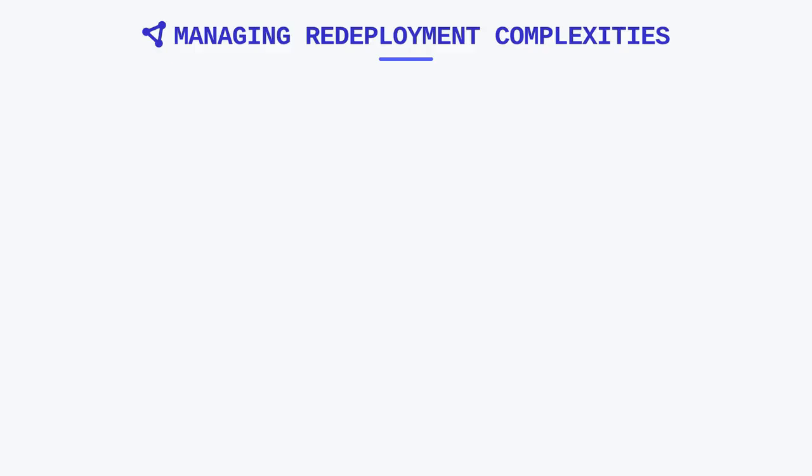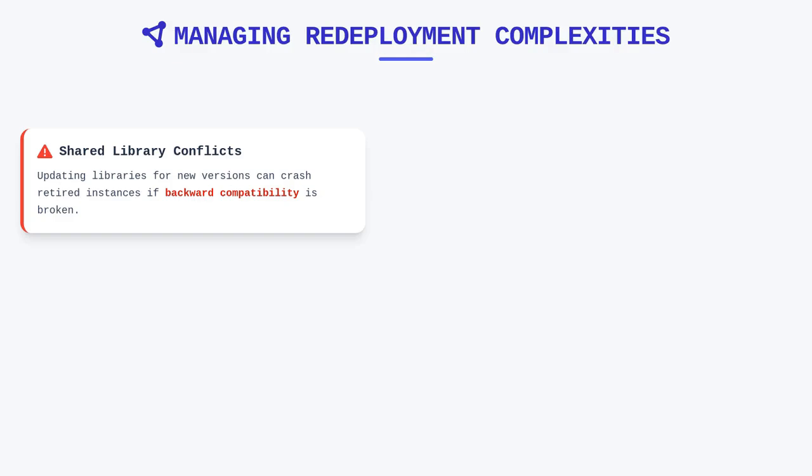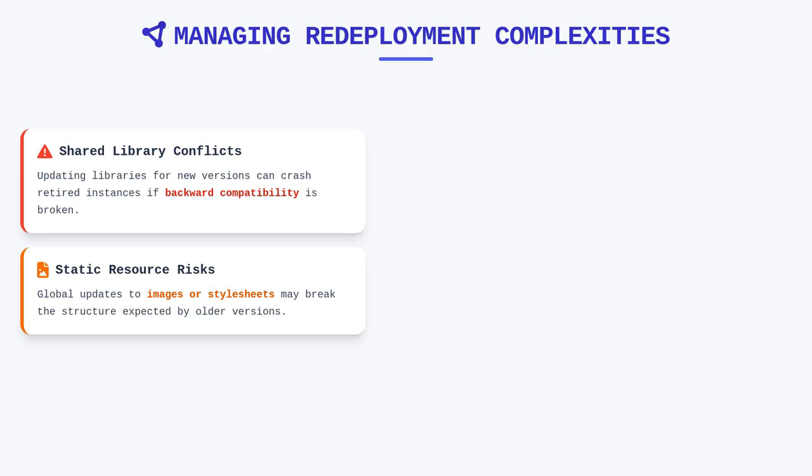While production redeployment is elegant, you must manage certain complexities, particularly regarding shared resources and static dependencies. If your application relies on shared libraries, updating those libraries can trigger conflicts if the new application version is not compatible with the older library version still required by the retired application instance.